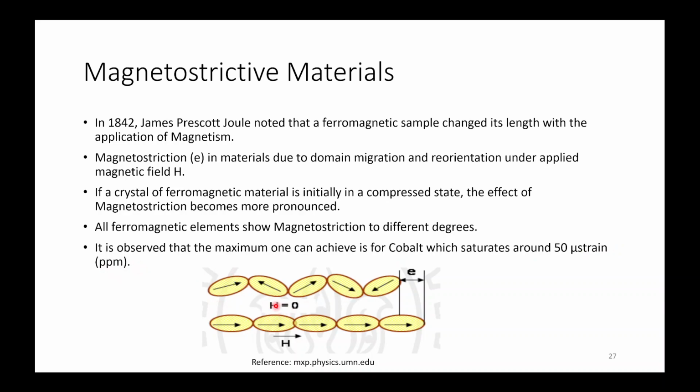Now, this is what the magnetostrictive effect will look like. So, in absence of magnetic field, these domains are oriented in random orientations. So, if we are applying magnetic field, they are all oriented in the same direction. So, there will be some extension in the material.